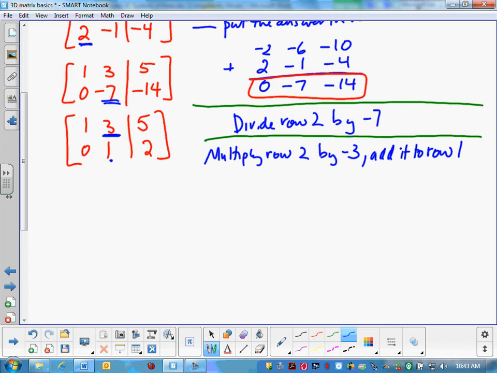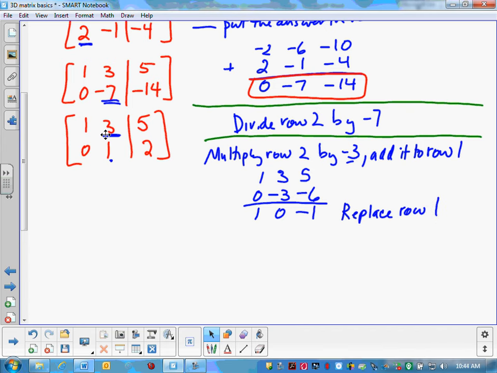So let's see. I'm going to multiply. So 1, I'm going to keep the same. So 1, 3, 5. And then I'm going to multiply row 2. So 0, -3, -6. So we multiplied it by -3. And we're going to add it. We're going to get 1, 0, -1. And we're going to replace row 1. So that's the one we want to change.